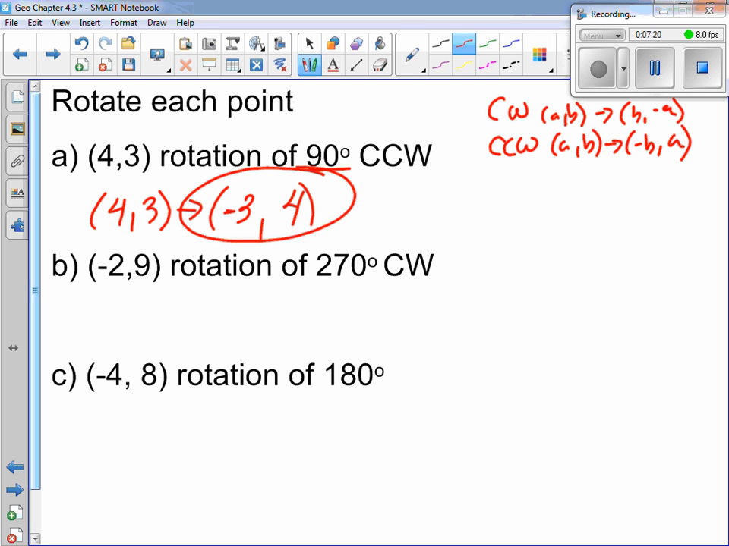CCW is counterclockwise. Counterclockwise, CCW. CW is clockwise.